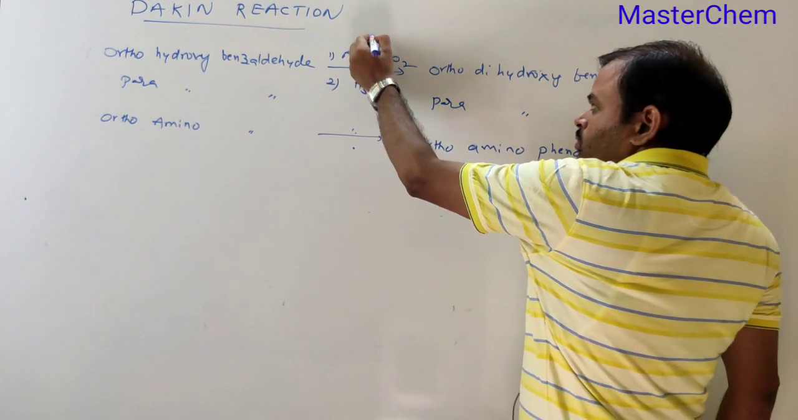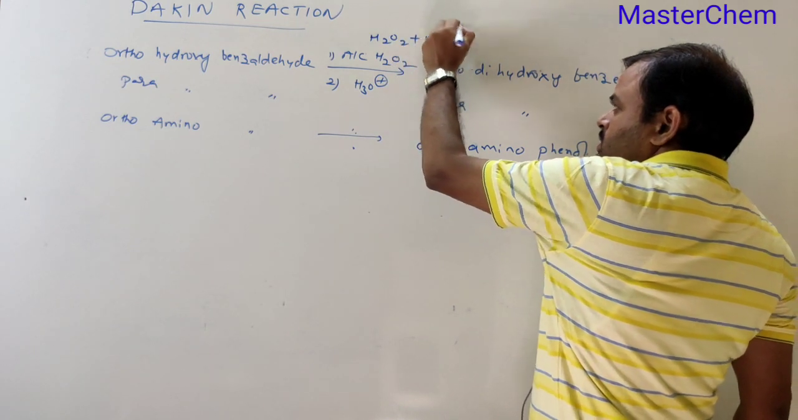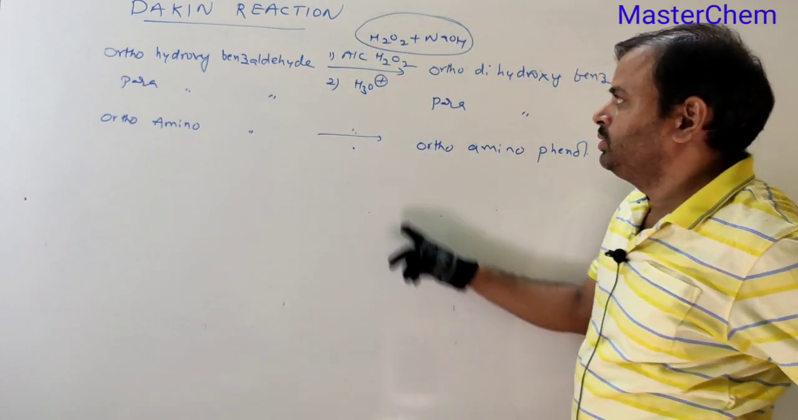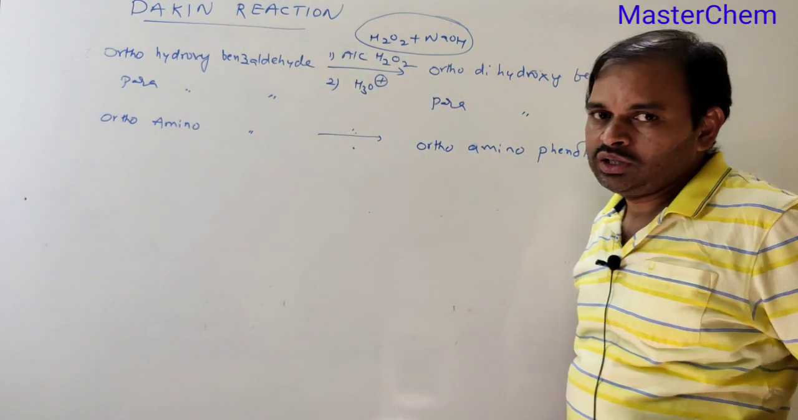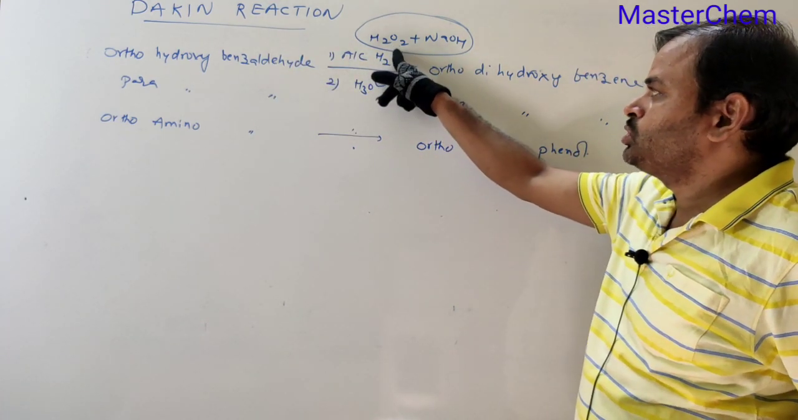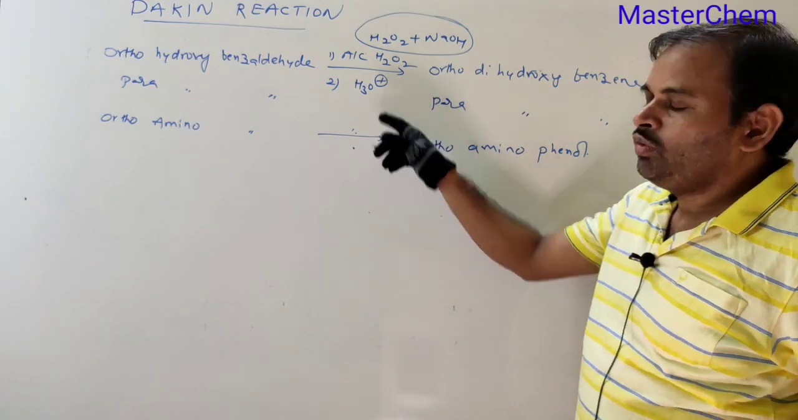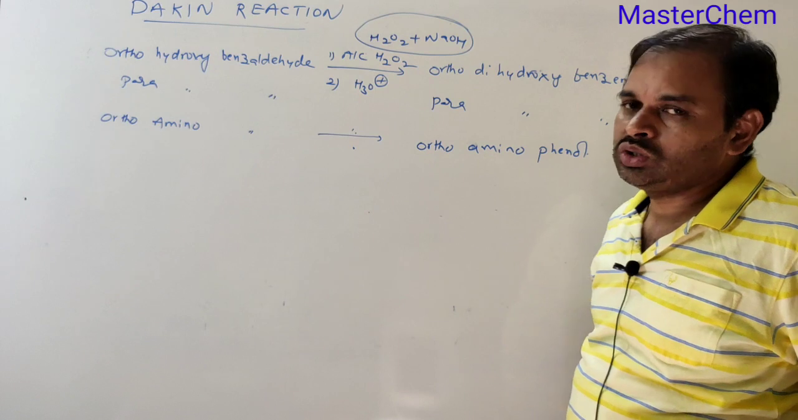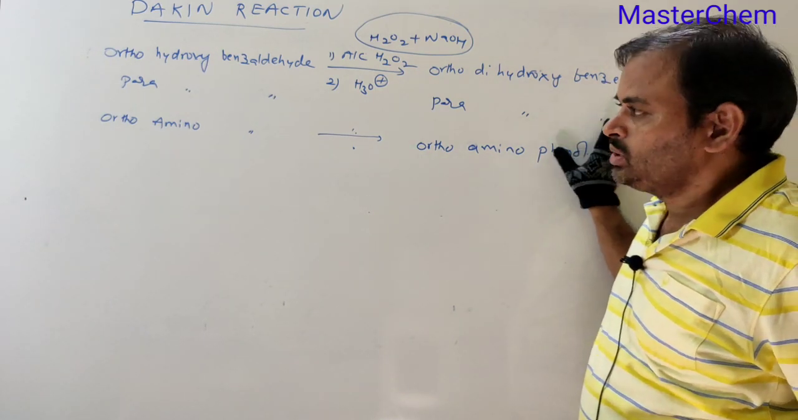Alkaline H2O2 means H2O2 plus NaOH. This is the alkaline condition. H2O2 plus NaOH is called Dakin reagent. So that is alkaline H2O2 followed by hydrolysis. Both ortho and para compounds give these products.